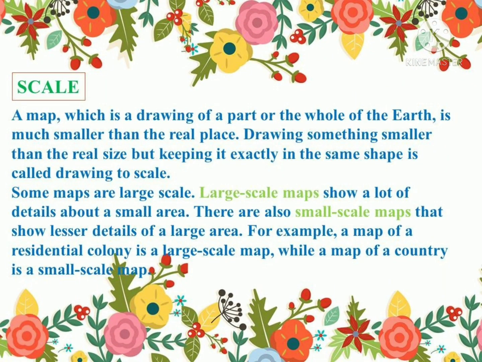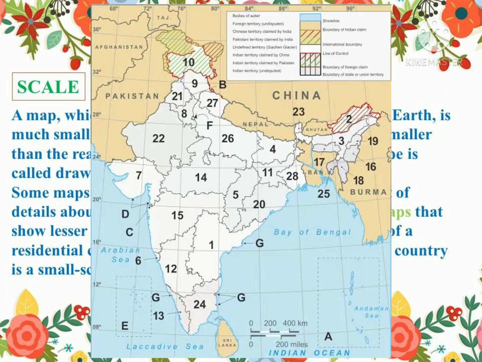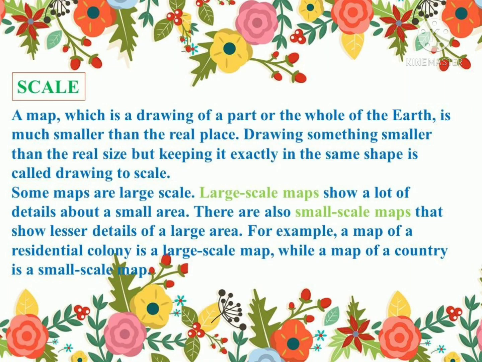Third feature is scale. As you can see in the picture, a scale is given and it is given in kilometers. This scale can be used to measure the distance between different places on a map. Based on the scale, maps are of two types. First one is large scale maps and second is small scale maps.